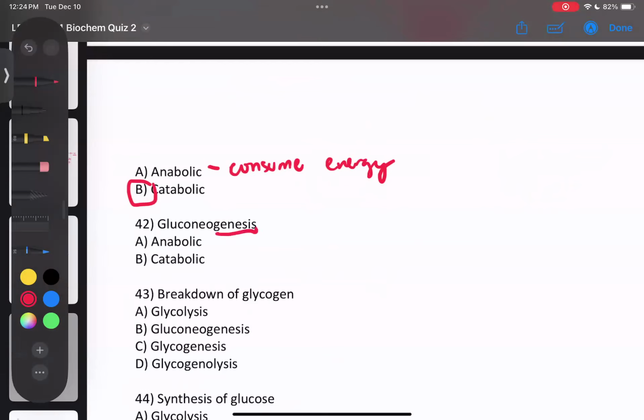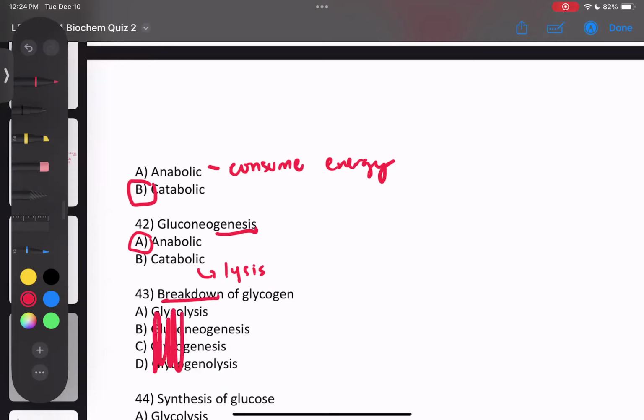Gluconeogenesis, from the word genesis, is creation. Creation is synthesis. You make things, you build them up. So that's anabolic, right? Whereas catabolic, usually, yan yung mga lysis. Because to lyse is to break, and catabolic is breaking down. So, breaking down of glycogen, just combine those.